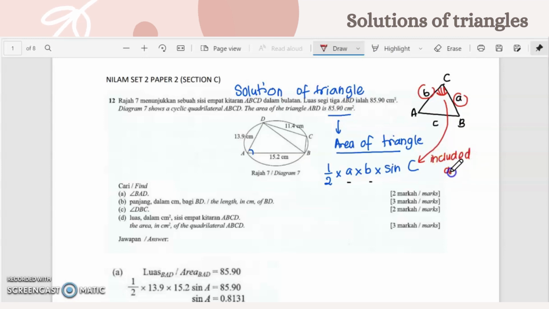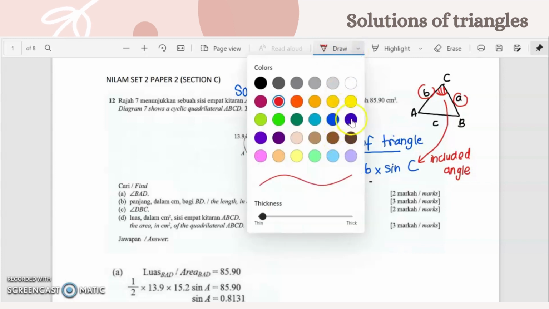When we want to use the area of triangle, make sure that it has the 2 sides and the included angle. As we can see from triangle BAD, the angle BAD is located at the included angle of the lengths AD and AB. So here we can use this formula.